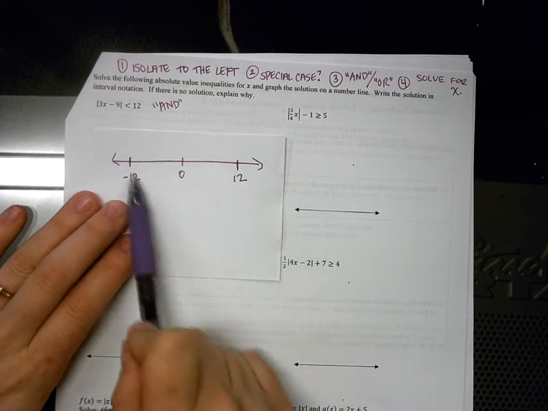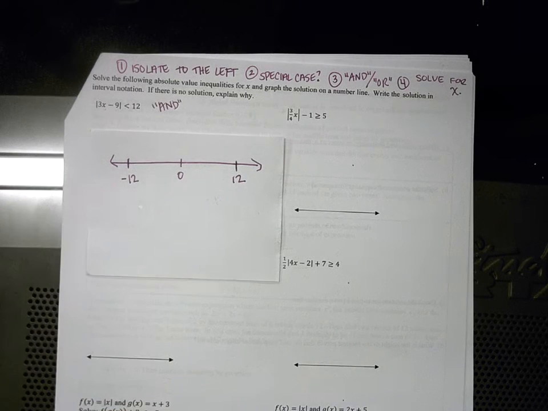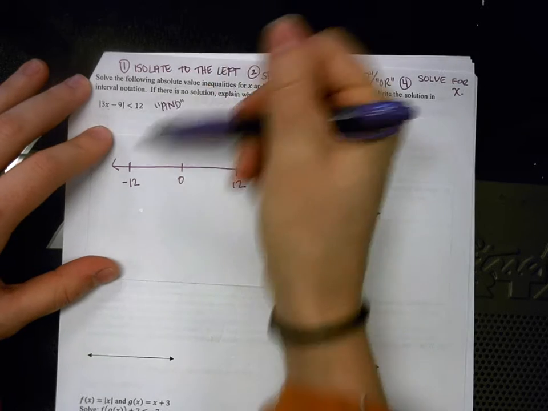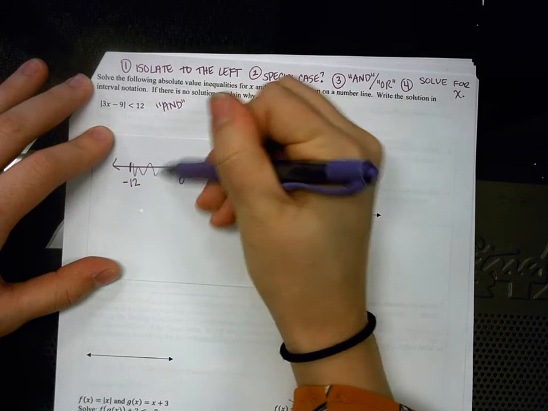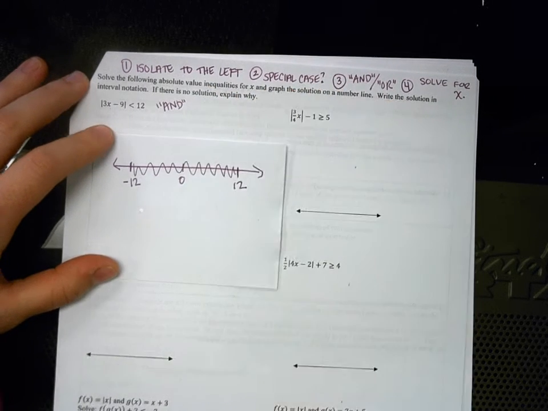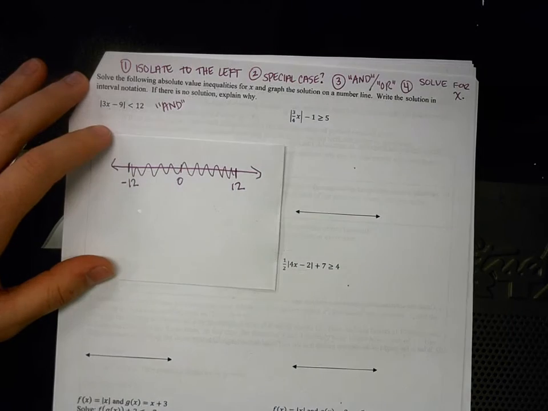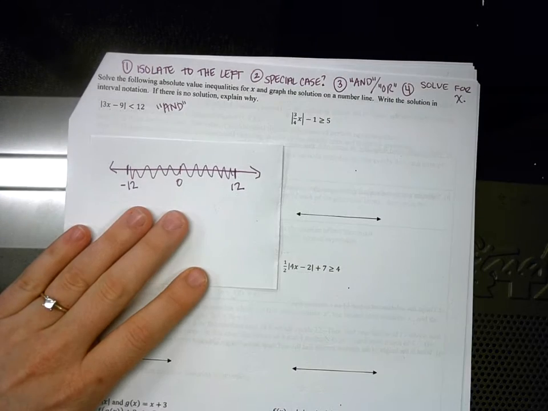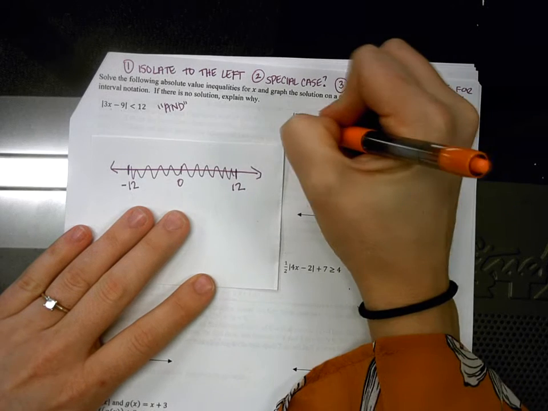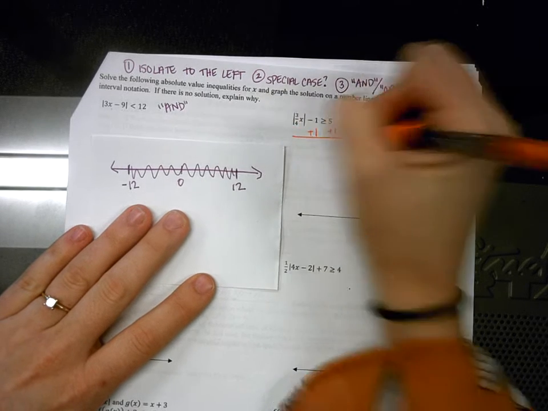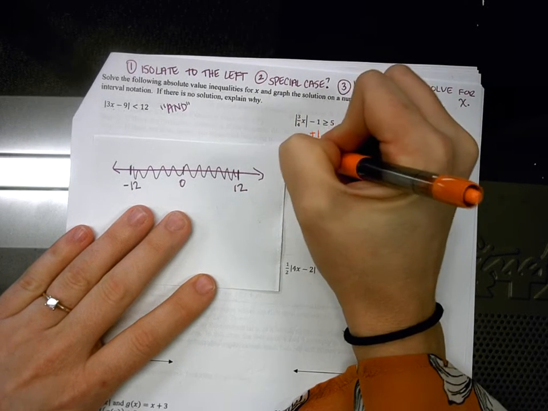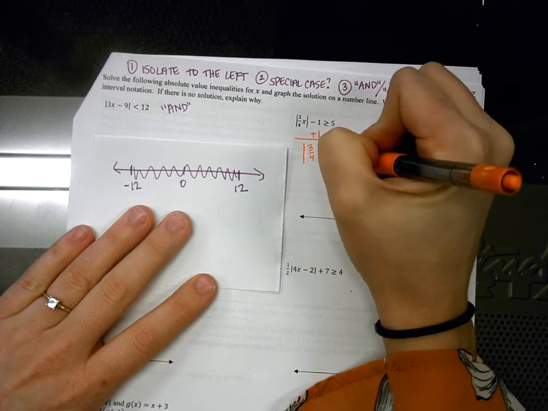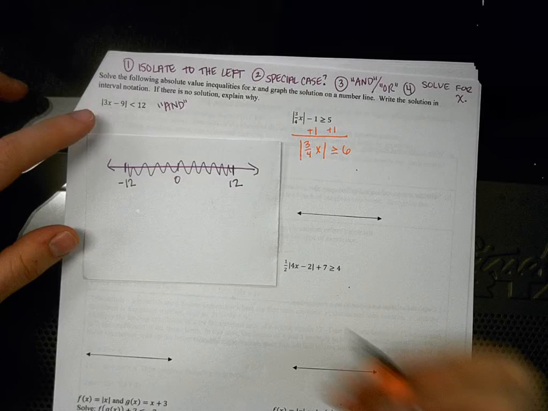Okay, so these distances are both 12 from 0, correct? If it has to be less than 12 away, then we know that all of these numbers in between are going to work. Let's take a look at the next one. First of all, that one's not isolated, so let's isolate it before we do anything else. Okay, now it's isolated.